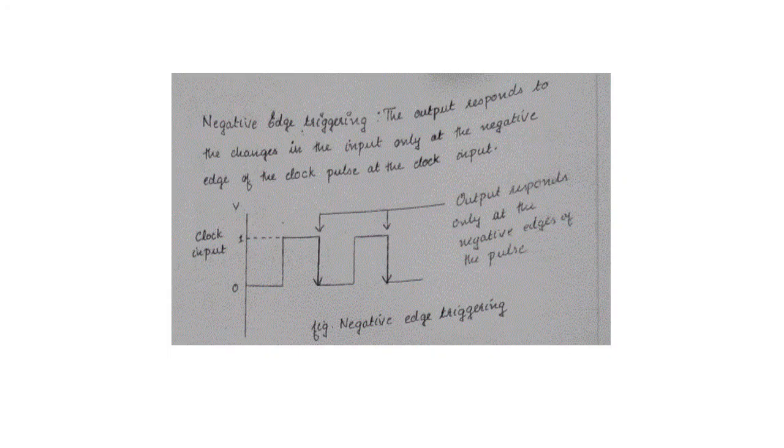Negative edge triggering: if the output responds to the change in the input only at the negative edge of the clock pulse, then we say that it is negative edge triggering. A negative edge of the clock pulse means the end that is going from high to low. So that is represented by a small arrowhead in the given clock input.